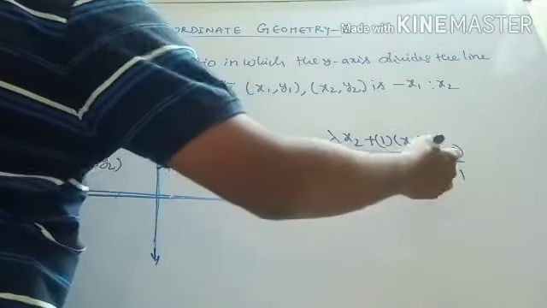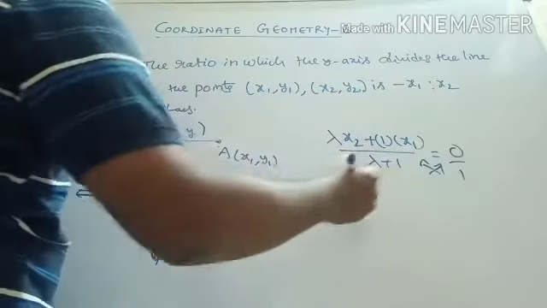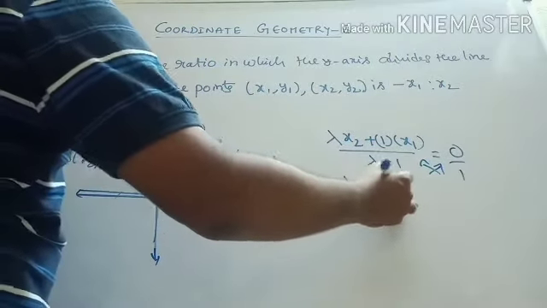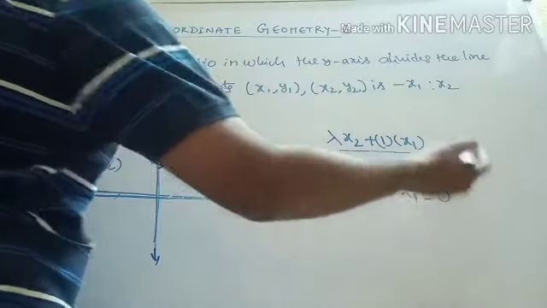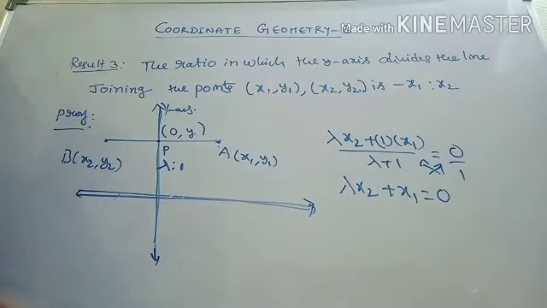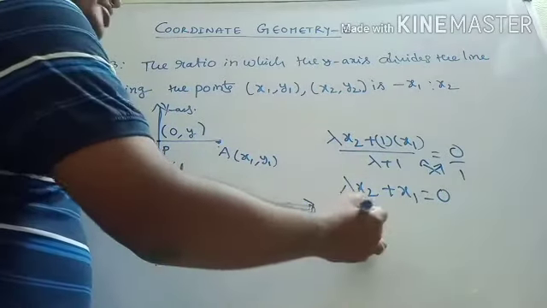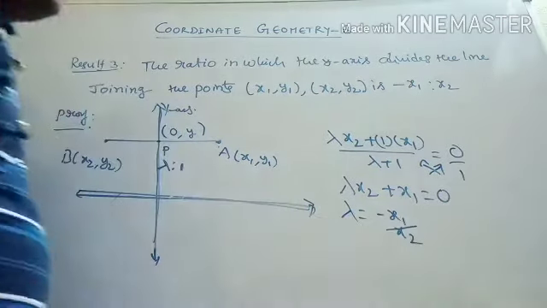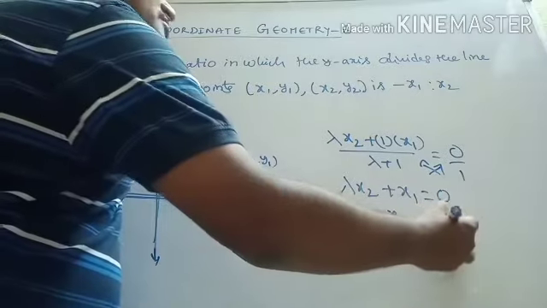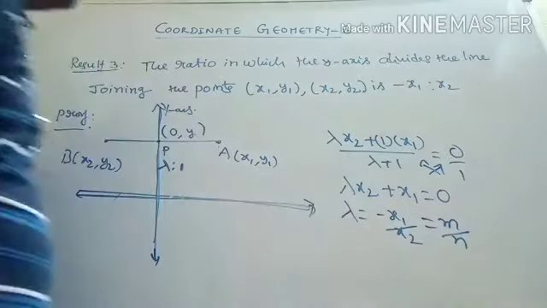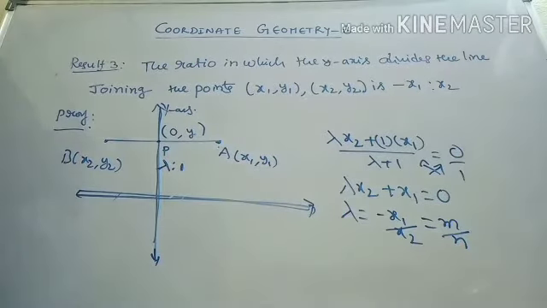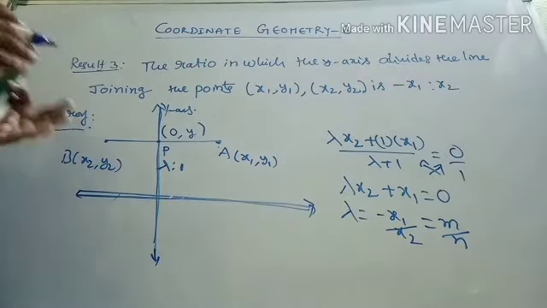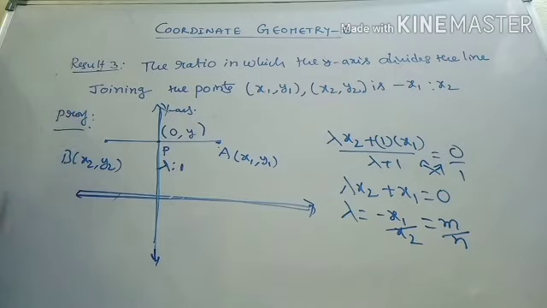Now we do the cross multiplication, and you will get lambda x2 + x1 = 0. Then we get the ratio lambda equal to -x1 by x2, which is m by n. In this way we beautifully got this result, and you can use it for any type of problem in competitive examinations, in JEE Mains and Advanced, anywhere.